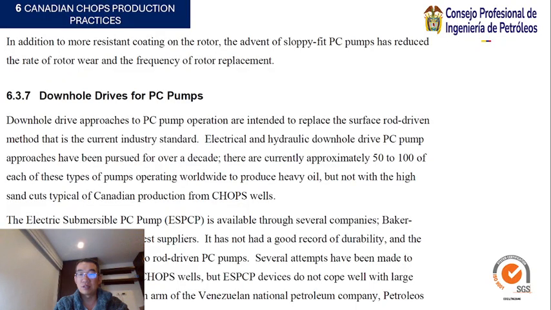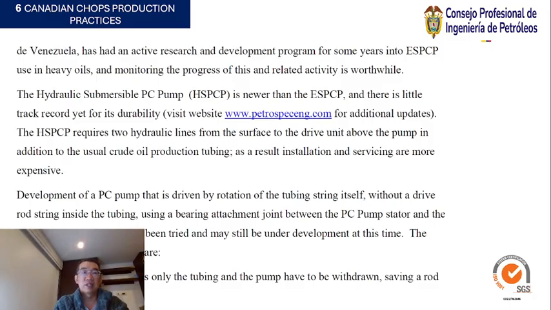ESPCP devices do not cope well with large quantities of sand. The research arm of Venezuela's National Petroleum Company, PDVSA, has had an active research and development program for some years into ESPCP use in heavy oils, and monitoring the progress of this and related activity is worthwhile.